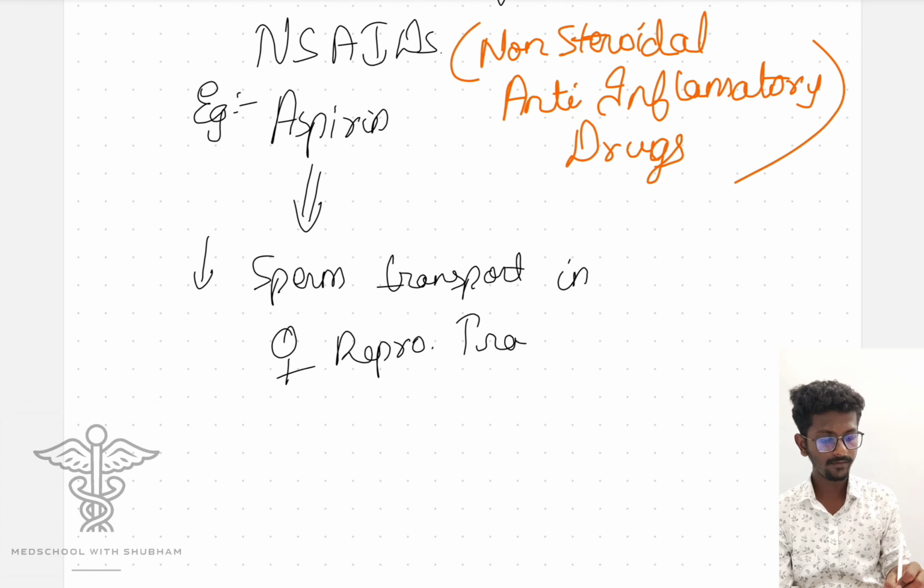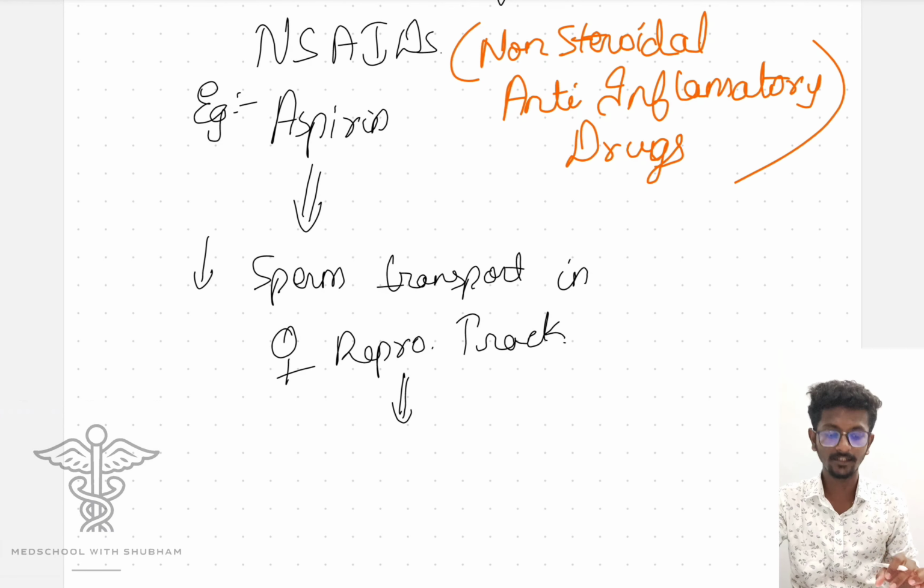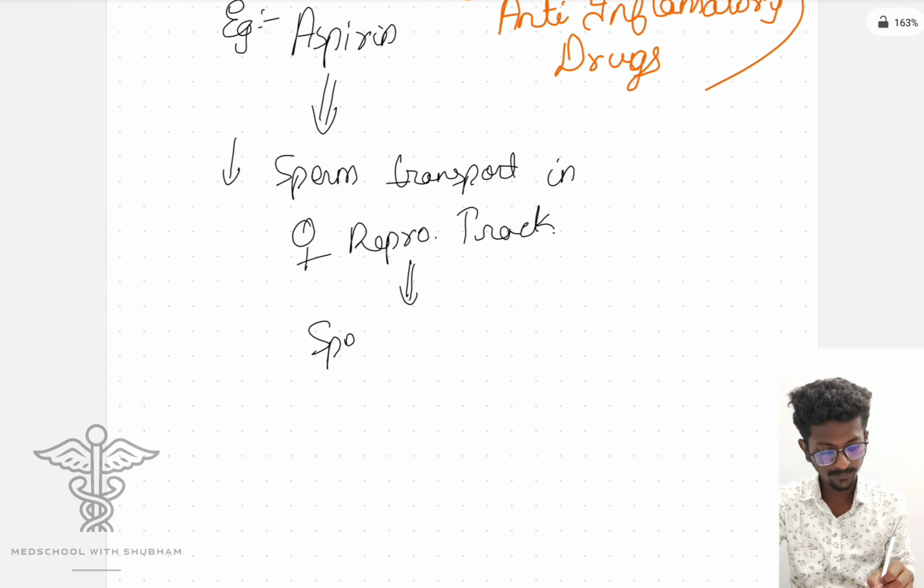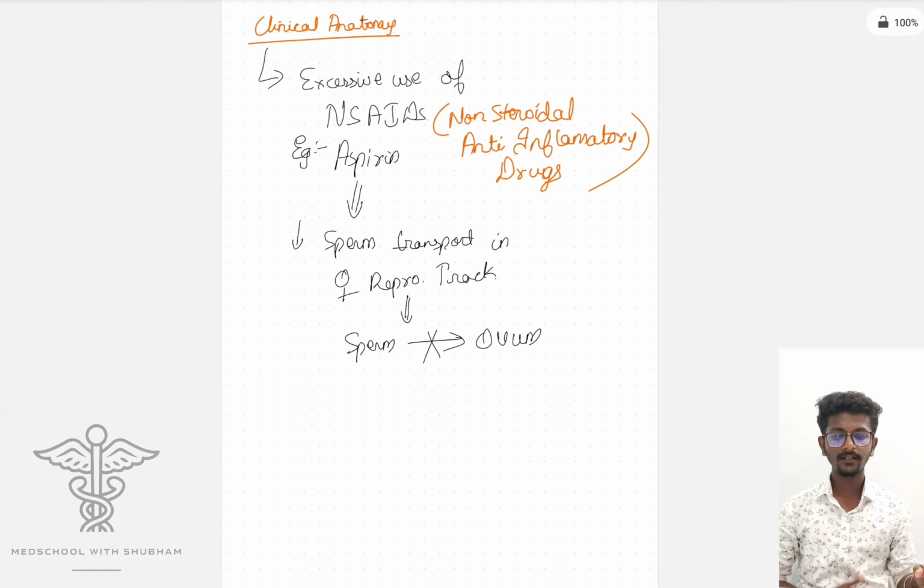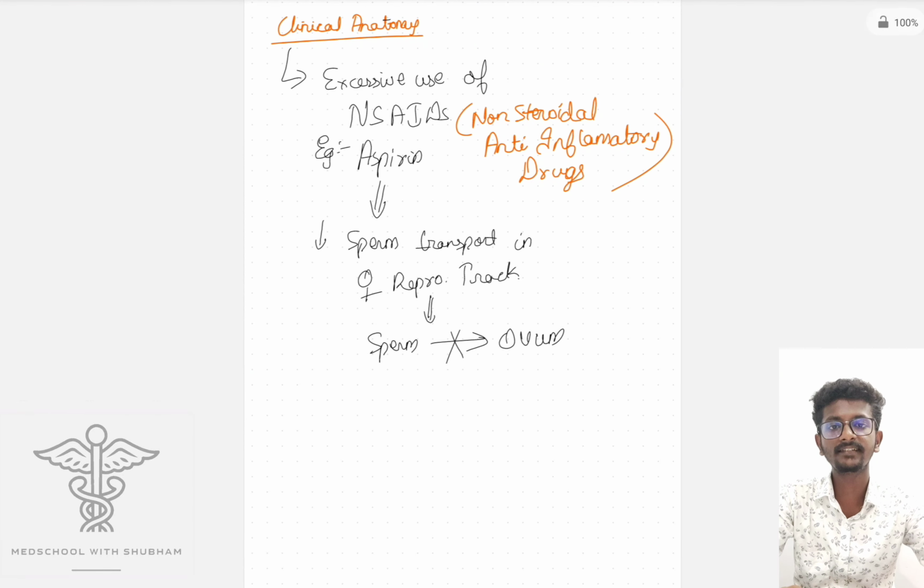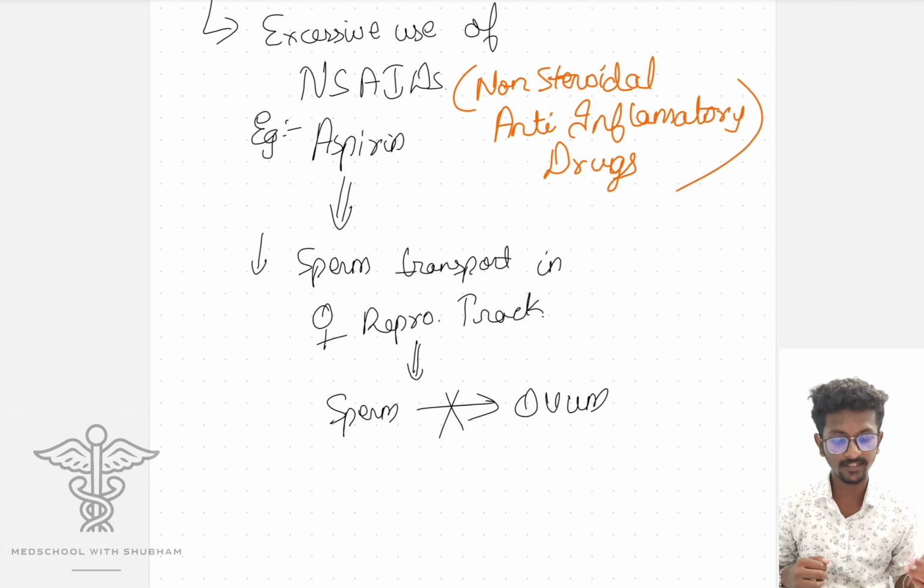Because of the decreased transport of the sperm in the female reproductive tract, the sperm can't reach the ovum, and fertilization will not take place. Therefore, pregnant women, or generally women, are advised to take a decreased amount of NSAIDs, because consuming a high amount or being regularly on NSAIDs decreases the sperm transport in the female reproductive tract.